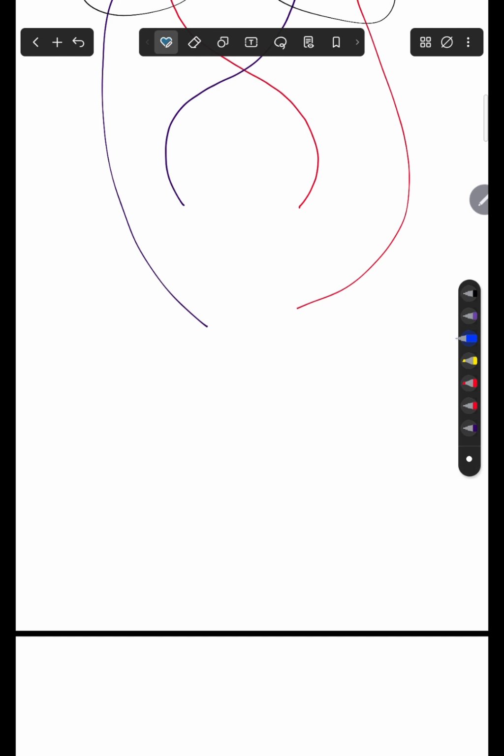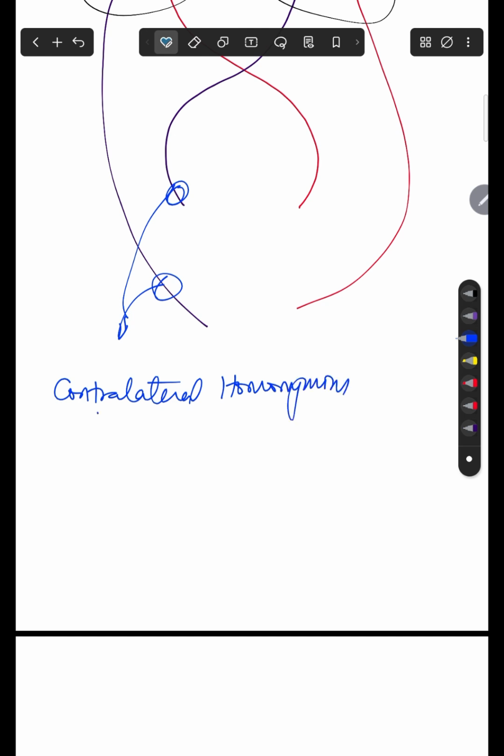And the last lesion is going to be occipital lobe lesions, which is where you are going to be getting contralateral homonymous hemianopia. So if both of these ends are damaged, this is called contralateral homonymous hemianopia, but with macular sparing.